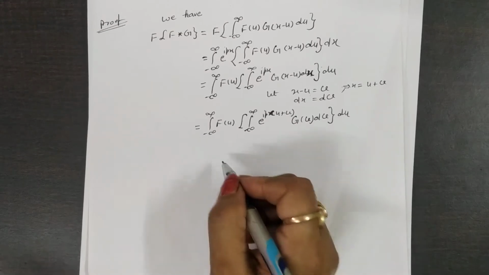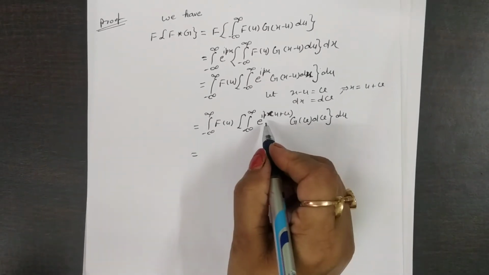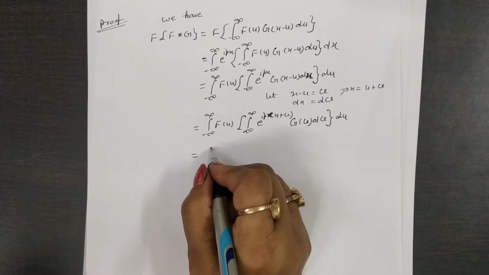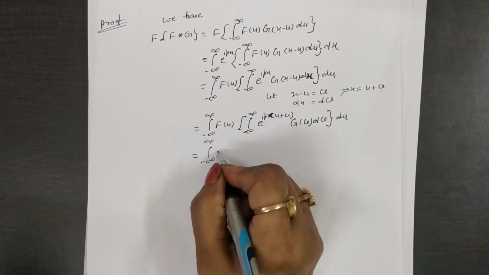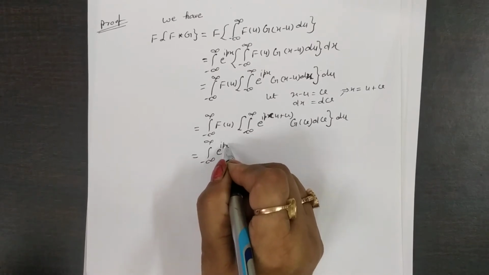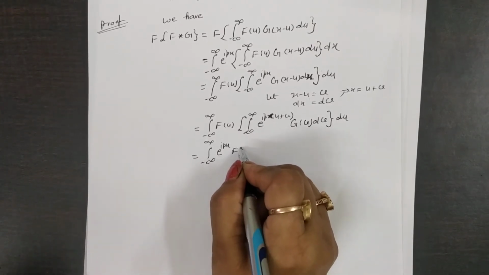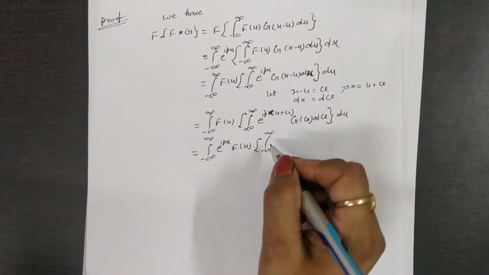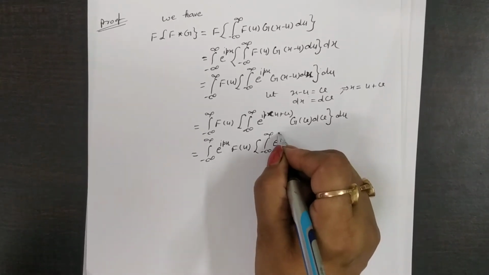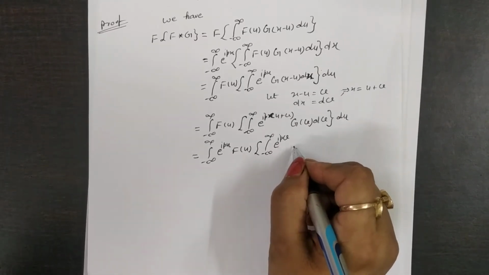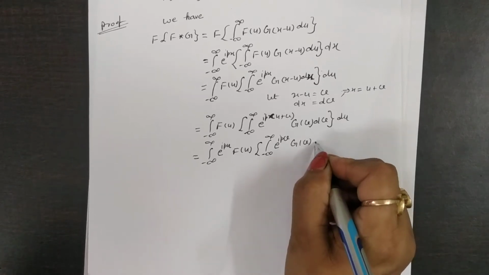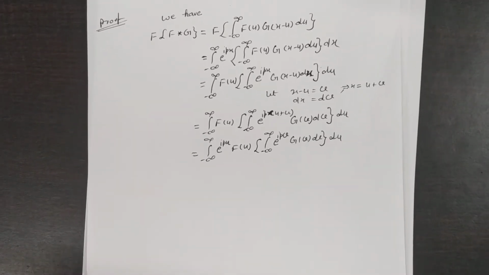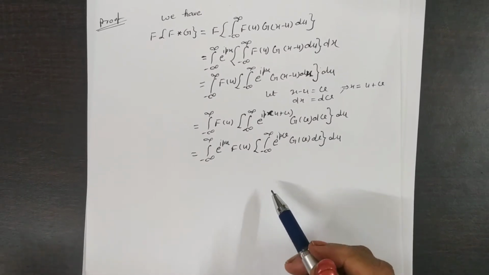Clear? Now this can again be written as e to the power ipu into e to the power ipv. So this can be written as the integral from minus infinity to infinity of e to the power ipu f(u), and similarly the integral from minus infinity to infinity of e to the power ipv g(v) dv, operated by dv.